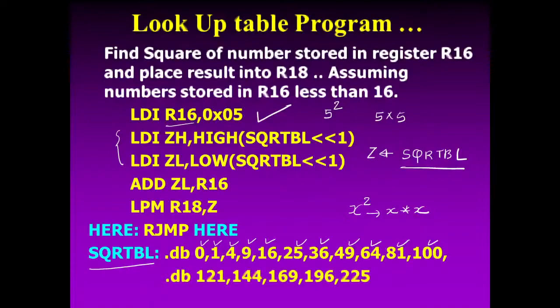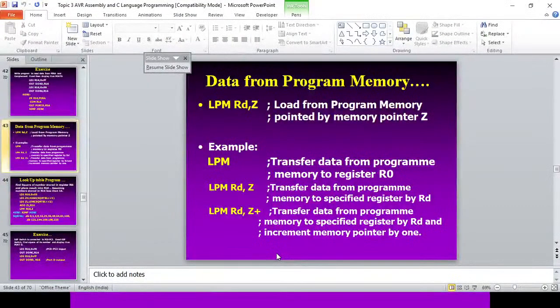Then we will add this R16 to ZL. Initially our memory pointer is pointing to the first data, that is 0. Now we are adding this R16 to this pointer. So we are adding 5 here. Our pointer will be incremented up to this 25, because 5 times we are incrementing this. Let me make it more clear by giving an example.